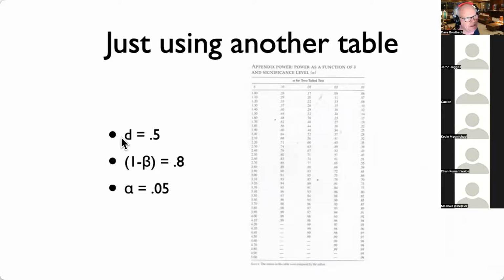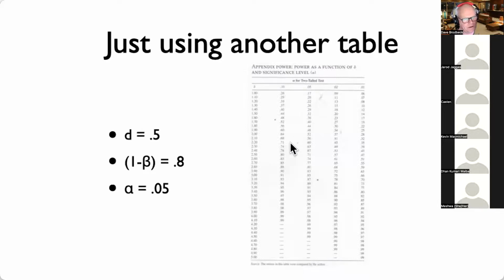Okay, so D is 0.5. Here's our alpha, that's 0.05. And there, oh, look, there's D, 0.5. You just look it up in the table. So, sorry, yeah, D is 0.5. 1 minus beta is 0.8. And that is the D.